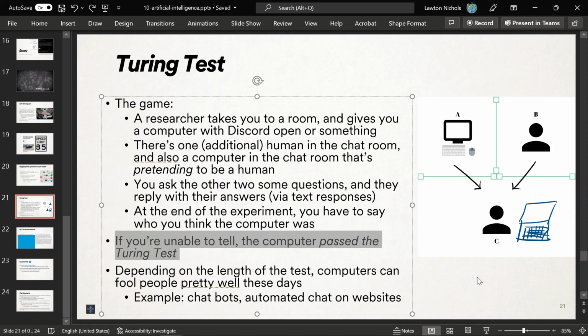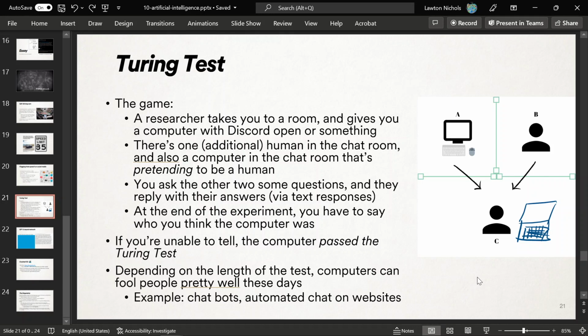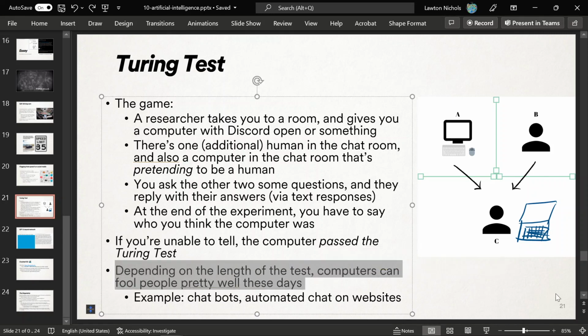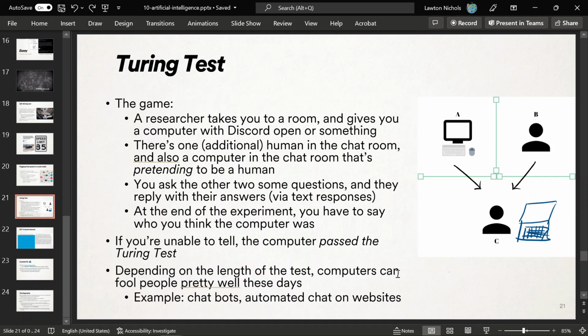Isn't that cool? Do you think we can pass the Turing test these days? We kind of can, actually, depending on the length of the test. Believe it or not, computers are pretty good at fooling people. They can come up with responses and follow a thread of a conversation not too badly these days, which is really exciting. For example, there's plenty of chatbots I'm sure you've seen on Discord channels, things like that, that are able to respond to you, and some of them act like they're talking to you.